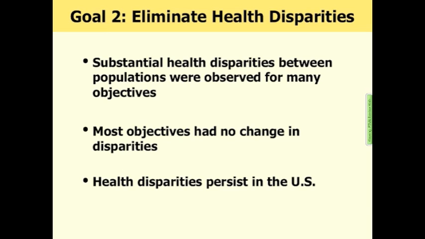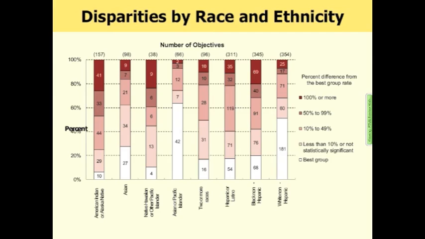Well, the report, on the next slide, the report goes into tremendous detail on all of these objectives, all 900 for that matter. And there are many, many different ways to analyze it. One way is to look at these disparities by race and ethnicity. So each column here represents a particular race or ethnicity, and what we look at here is how often among all of these objectives that race had the best rate, down to the worst rate. And we could talk an hour or more about this.